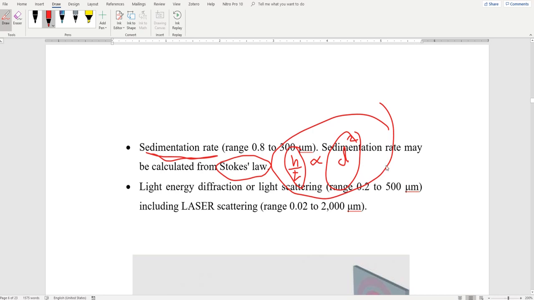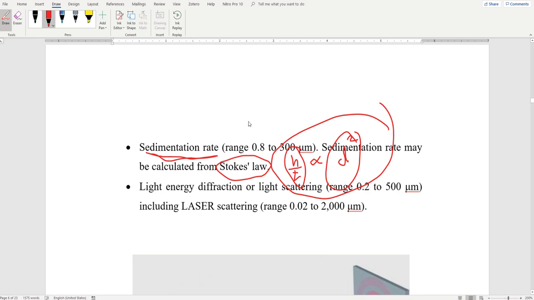Of course, for the optimum range that we can measure using Stokes law, we have a device called the Andreasen pipette. The Andreasen pipette allows you to measure particle size based on sedimentation rate. Anyway, the range we can measure using sedimentation rate is from 0.8 to 300 micrometers.